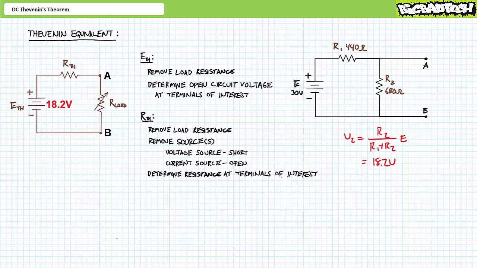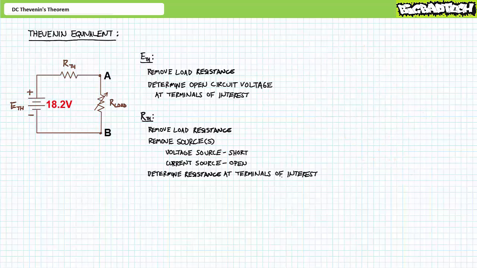This is the Thevenin's equivalent voltage, ETH. Now that we've obtained the Thevenin's equivalent voltage, ETH, set it aside and move on to RTH, the Thevenin's equivalent resistance. Again, RTH and ETH have nothing to do with each other until the very last step. Set ETH down and do not pick it up again until we're done.